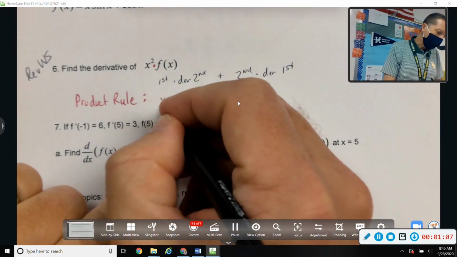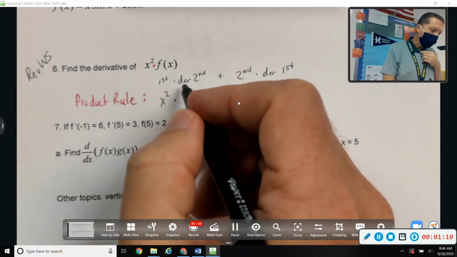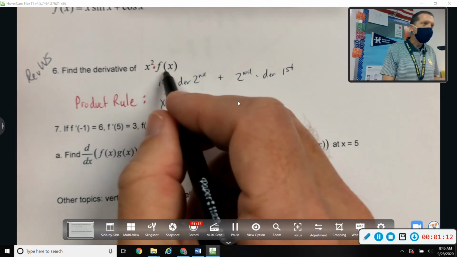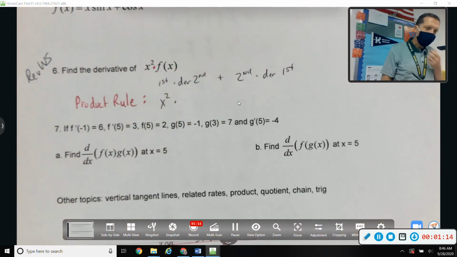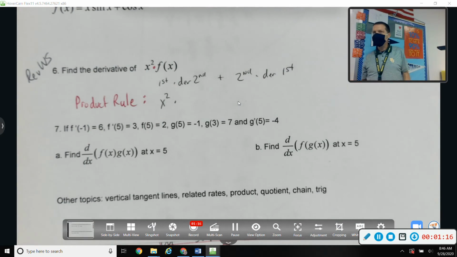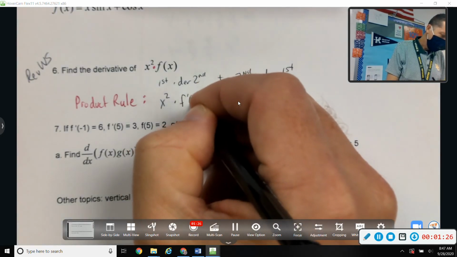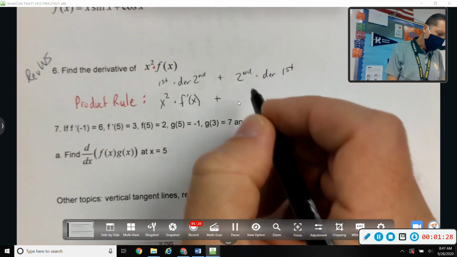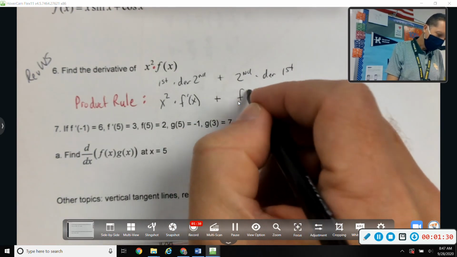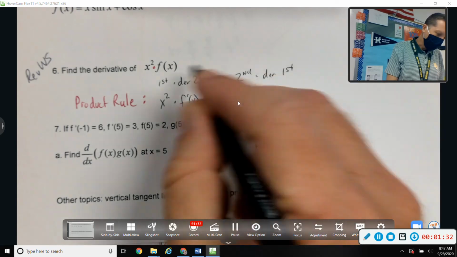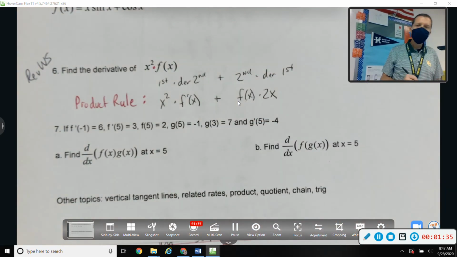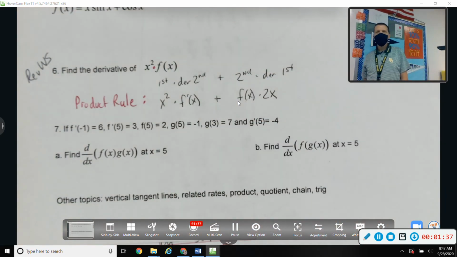So the first is x squared. The derivative of the second, I don't know what the second is, so what can I use to designate the derivative of f of x? What symbol would mean derivative of f of x? F prime. Plus the second times the derivative of the first. And that's about all I could do with that.